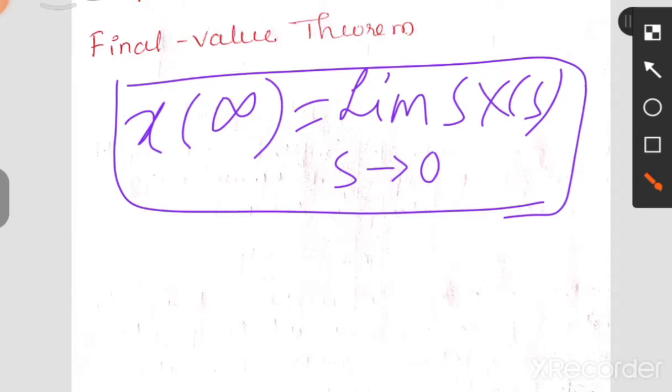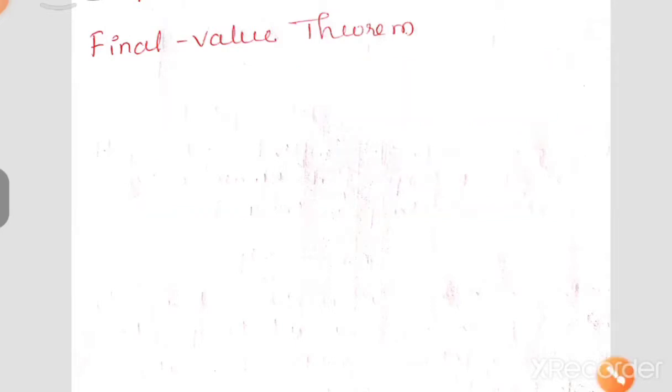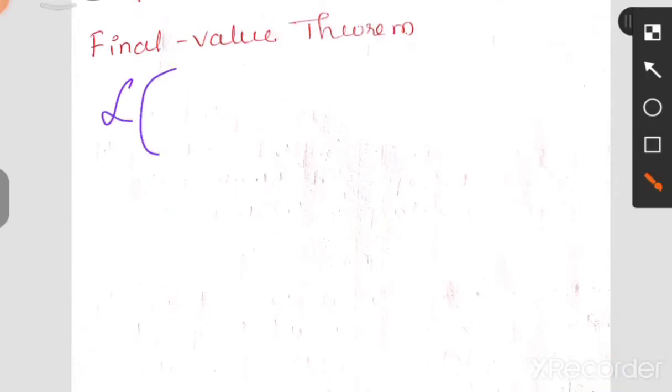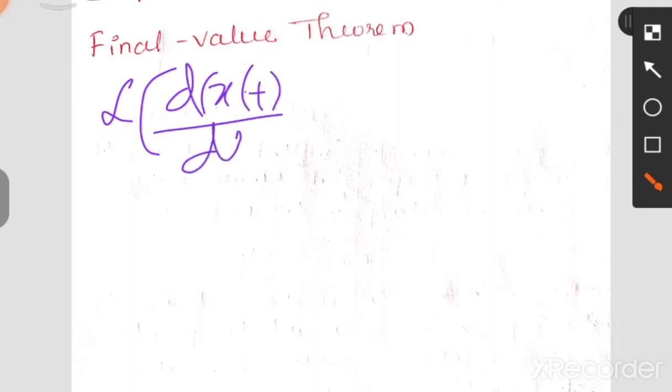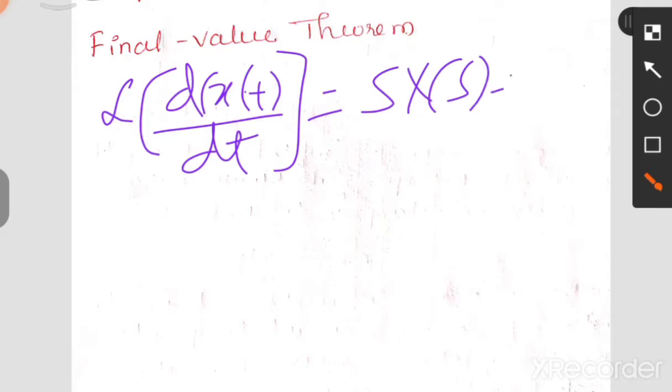This is the theorem of the final value. Now we'll see the proof of this. As we said, the Laplace transformation of a differentiated signal is nothing but s into X of s minus x of 0. If you write the equation, it will be the integral from 0 to infinity of x of t.